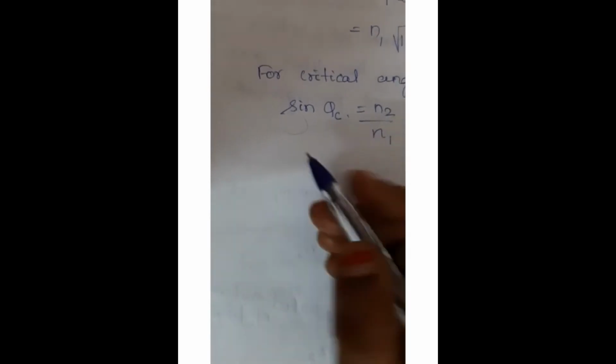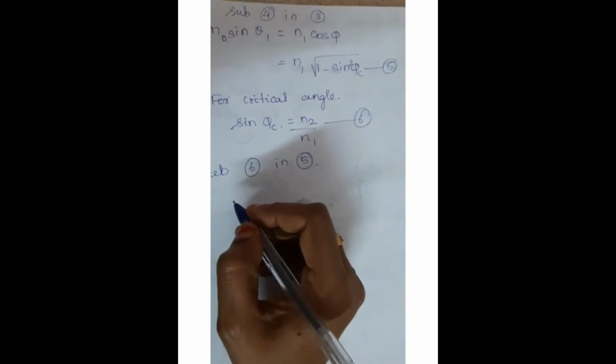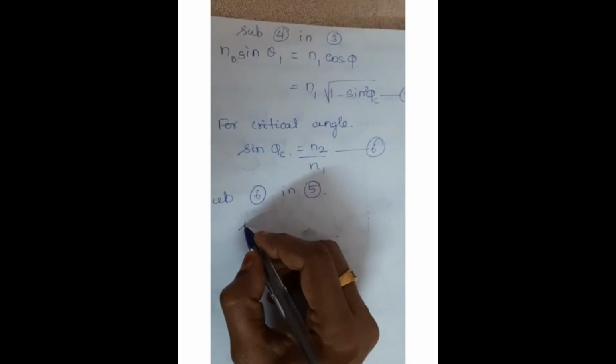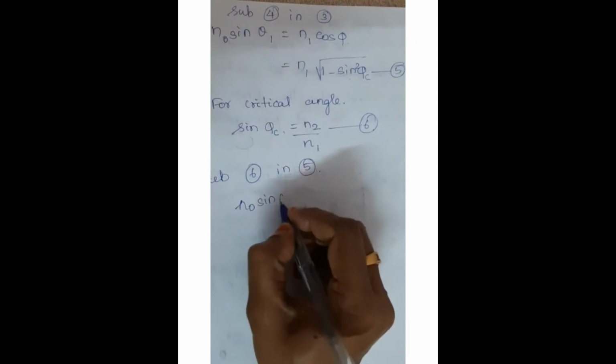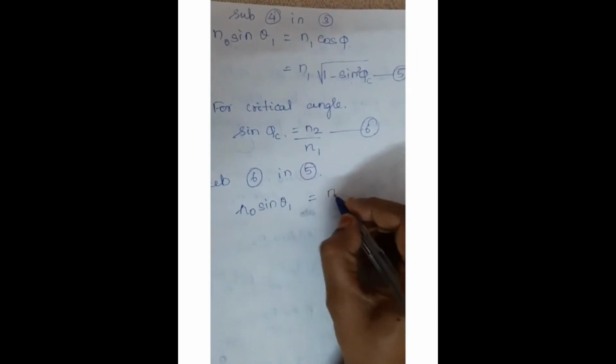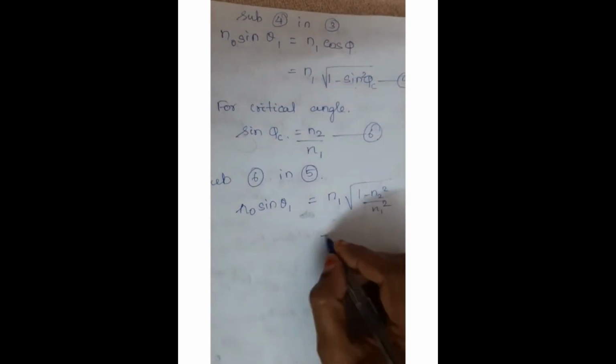Now substitute this value in this equation. Take this as the critical angle, theta c. So substitute equation 6 in equation 5. Now what is the value? N0 sine theta 1 is equal to N1 root of 1 minus N2 squared by N1 squared, that is, root of 1 minus N2 by N1 the whole square.